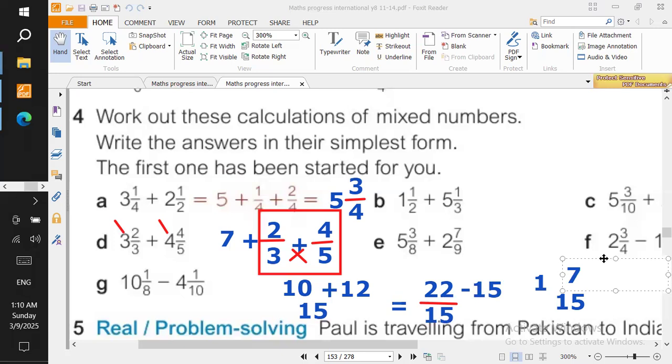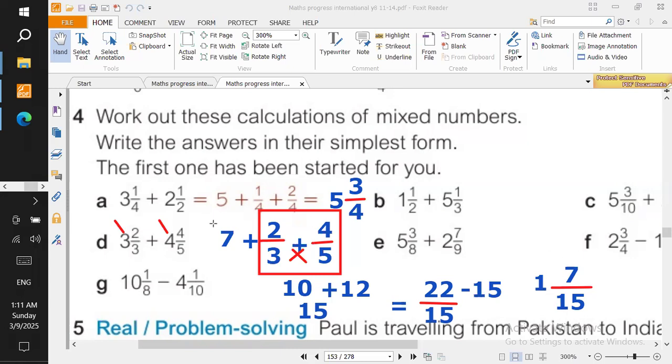So 22 minus 15 is 7. Now I end up with 1 and 7 over 15. So this one became 22 over 15, and I turned it into a mixed number.